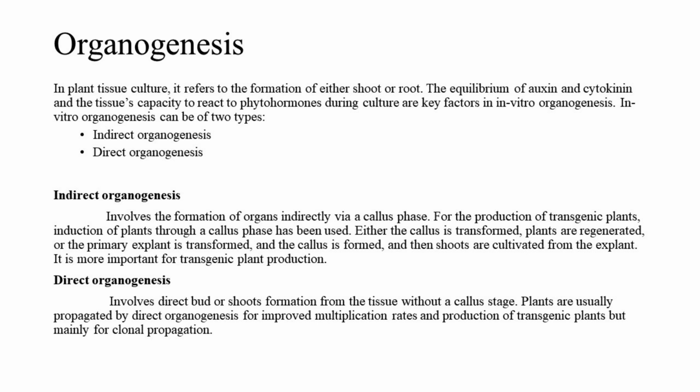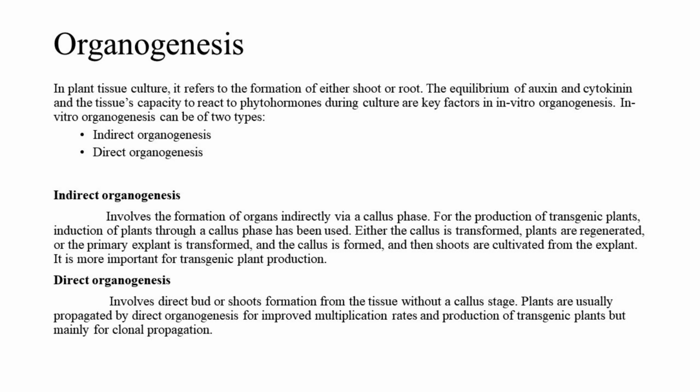Indirect organogenesis. Direct organogenesis. Indirect organogenesis involves the formation of organs indirectly via a callus phase. For the production of transgenic plants, induction of plants through a callus phase has been used. Either the callus is transformed and plants are regenerated, or the primary explant is transformed, and the callus is formed, and then shoots are cultivated from the explant. It is more important for transgenic plant production.